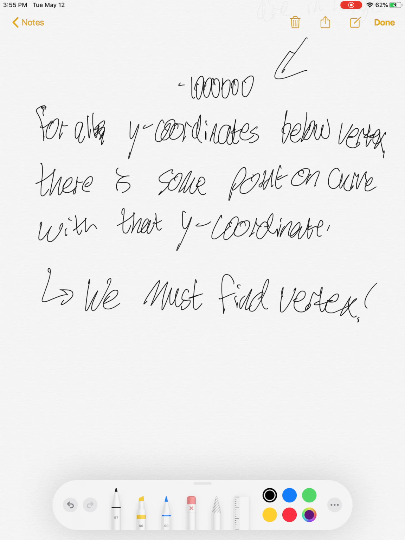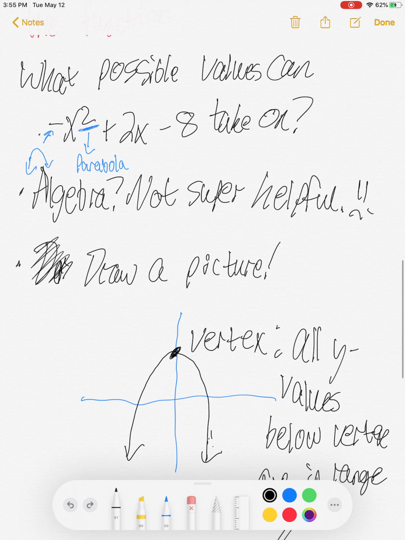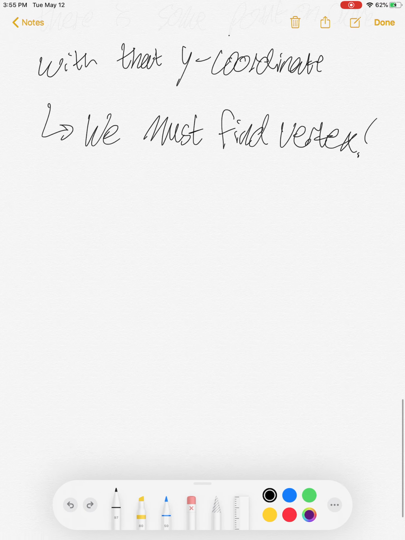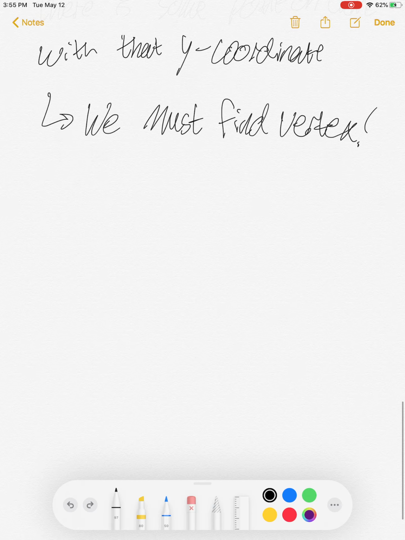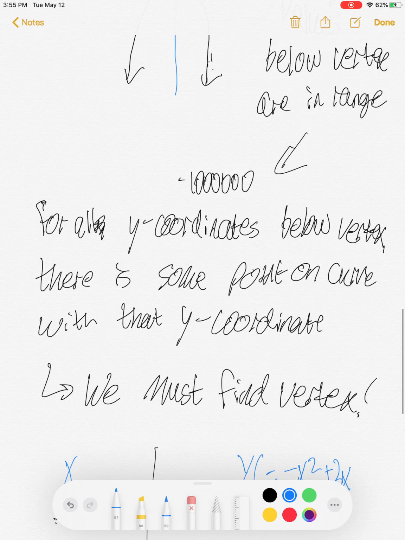And again, this is where drawing pictures is going to help us out a little bit. So I'm going to make a little table. In the left column, let's put x. In the right-hand column, let's put y, which is going to be equal to negative x squared plus 2x minus 8, was it? Yeah, minus 8.